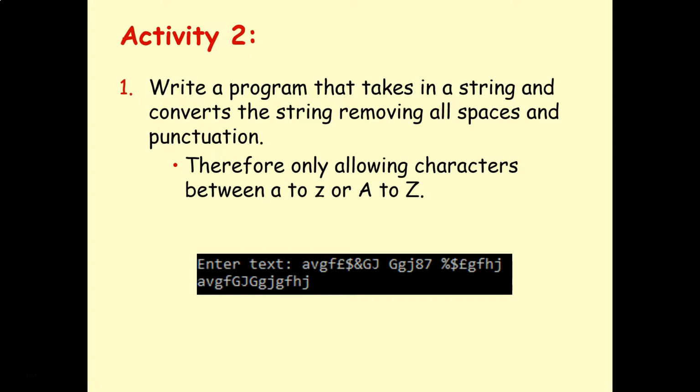Activity 2. Write a program that takes in a string and converts the string, removing all spaces and punctuation, therefore only allowing the characters between A to Z or capital A to Z. So try not to use any of the built-in functions, just use those ASCII values and convert this old school.